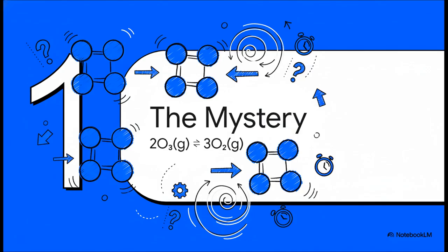Okay, so this is the heart of the mystery. On paper, it looks pretty simple. 2 ozone molecules become 3 oxygen molecules. Easy enough. But the real question is how? What are the rules? What controls the speed of this thing? That's the puzzle we're here to solve.